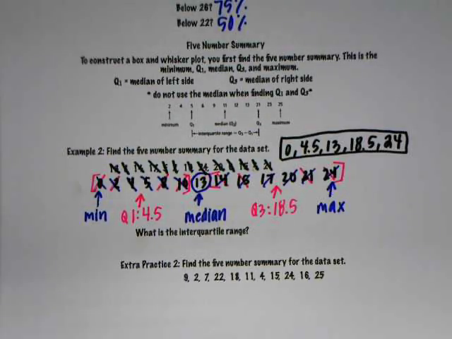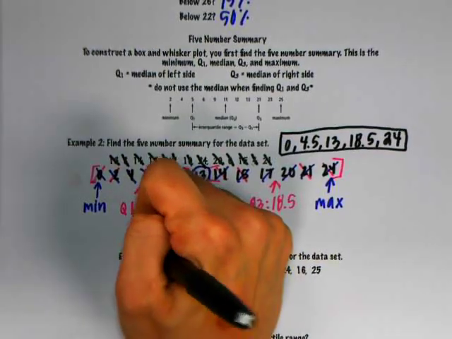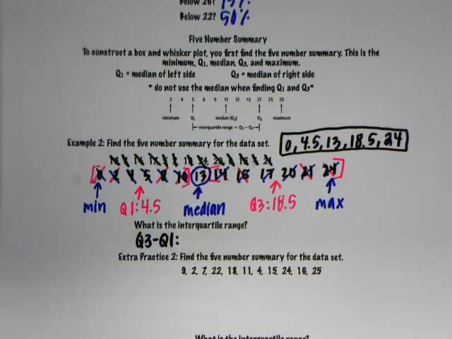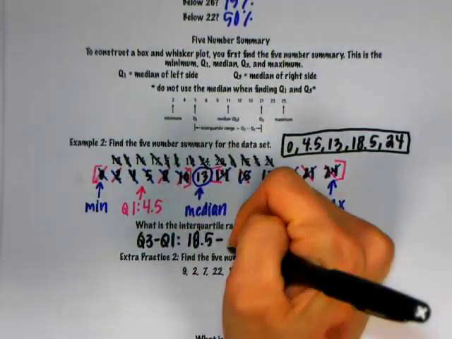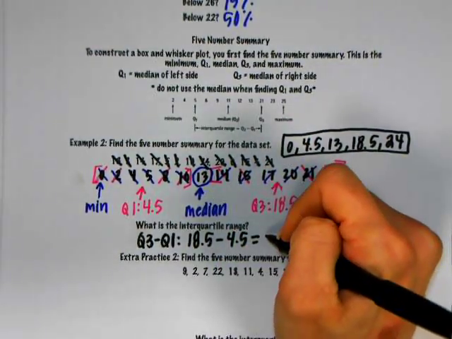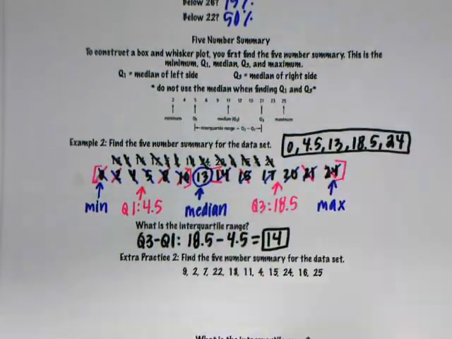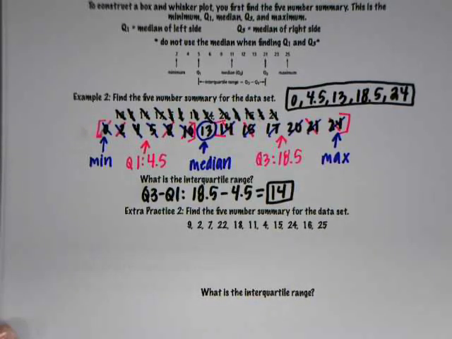Good? Okay, then the next question asks, what is the interquartile range? So the interquartile range is Q3 minus Q1. So Q3 is 18.5 minus Q1, which is 4.5. So what's that going to be? Yep, 14. So that's like how long the box is. Okay? All right, go ahead and do the next one.